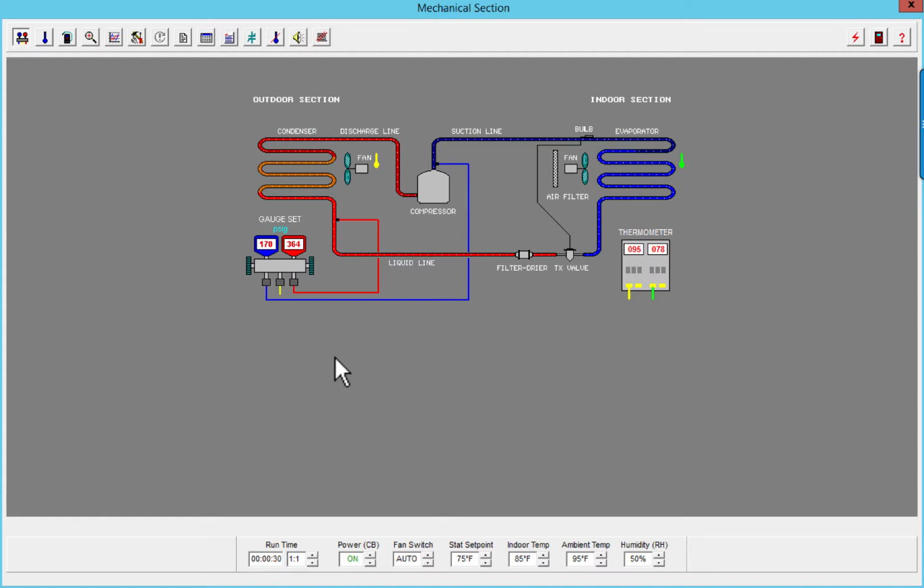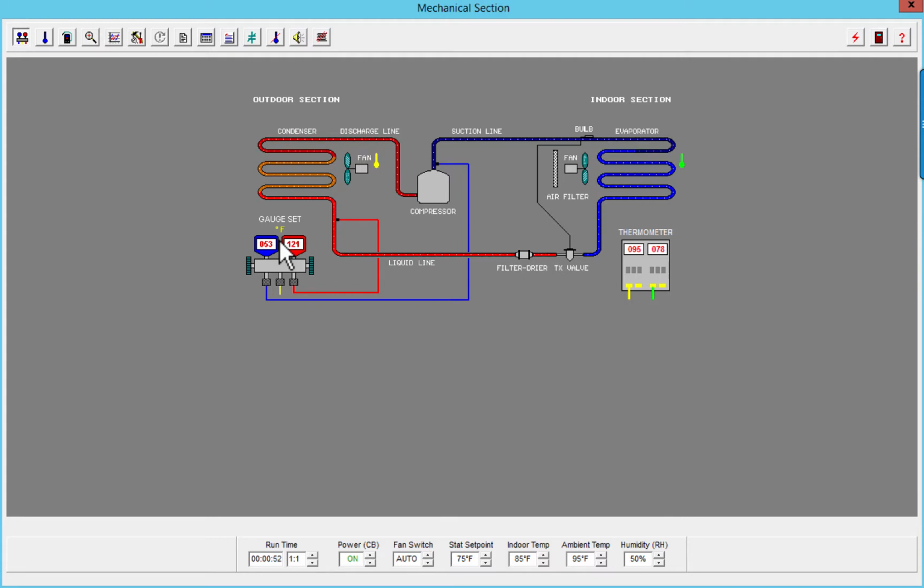Okay, we have our pressures that are rising. Both sides, my high side pressure is rising, my evaporator pressure is dropping. Let's go back to temperature here. Okay, evaporator's 53, my outside air temperature is continuing to rise.